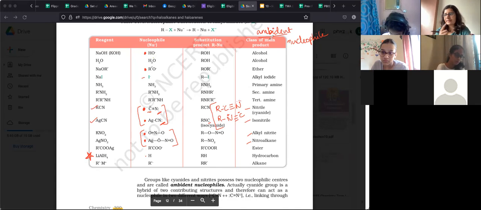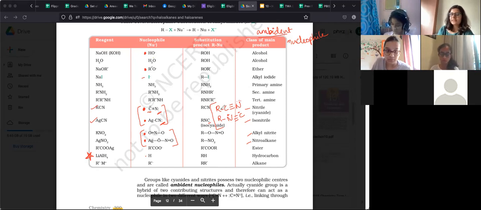What else do you have? Acidic and basic, I forgot that name right now. Amphoteric. Whenever you have ambi, amphi, that sort of thing, it basically means there are two ways of doing it. So when we talk about ambident nucleophiles, there are multiple atoms that can bond within the same nucleophile.